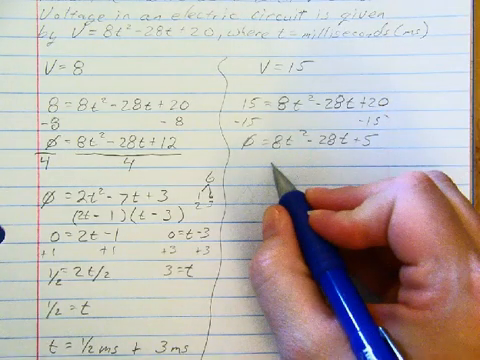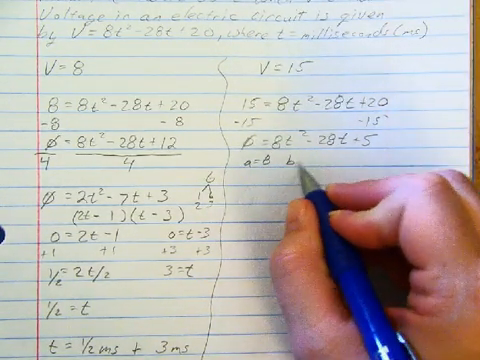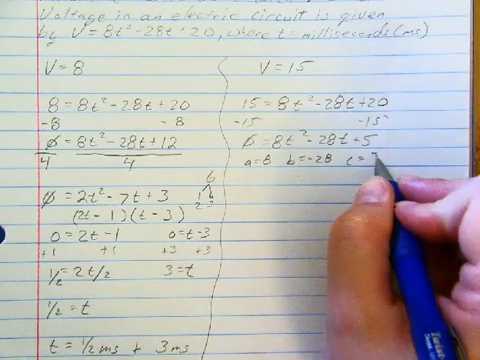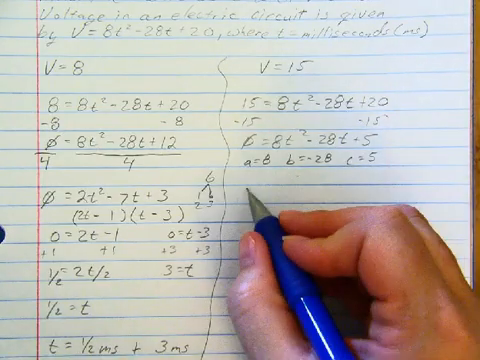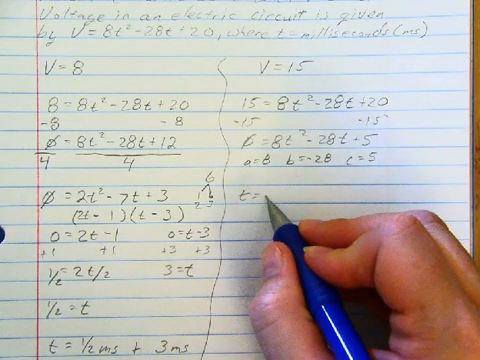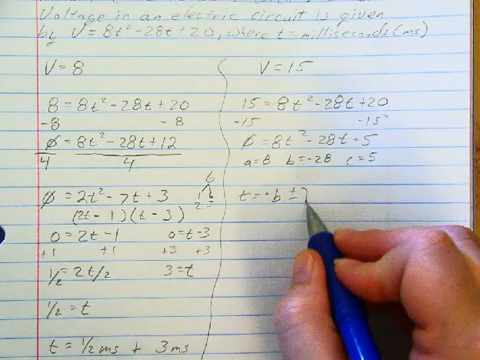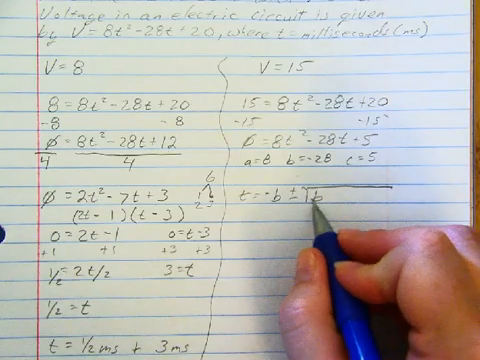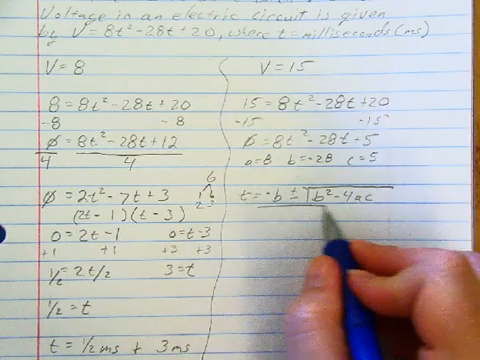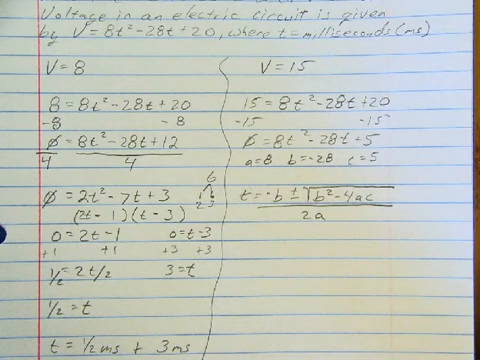So for this one, I'm going to say a equals 8, b equals negative 28, and c equals 5. So then I can plug this in. t equals negative b plus or minus the square root of b squared minus 4ac, all over 2a. So then let's plug in our numbers.